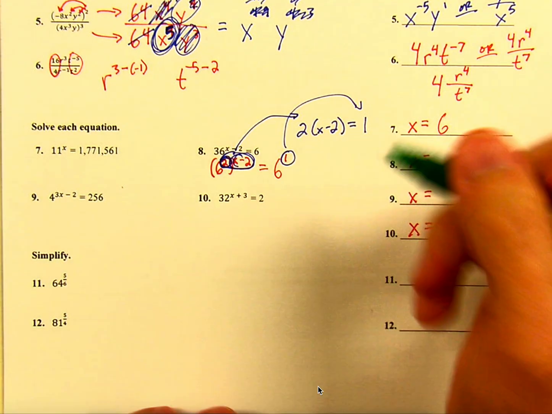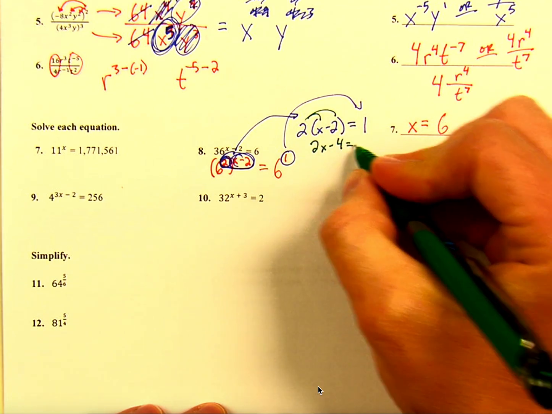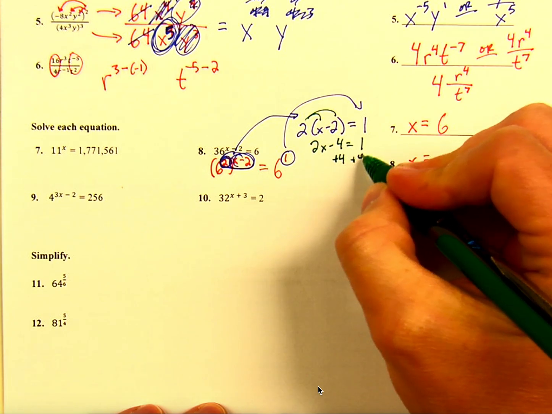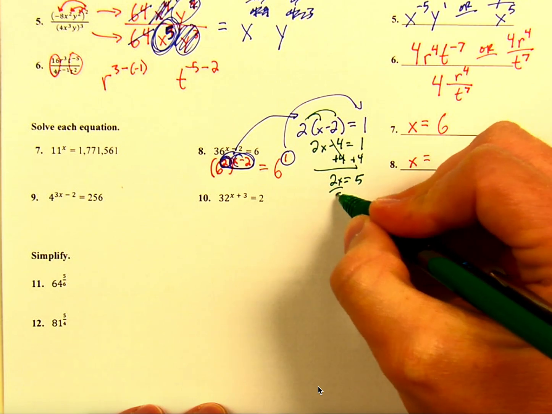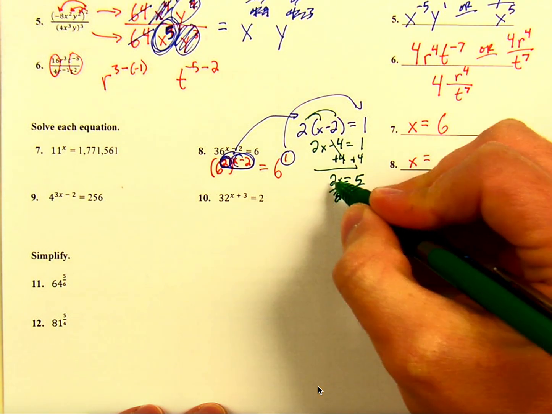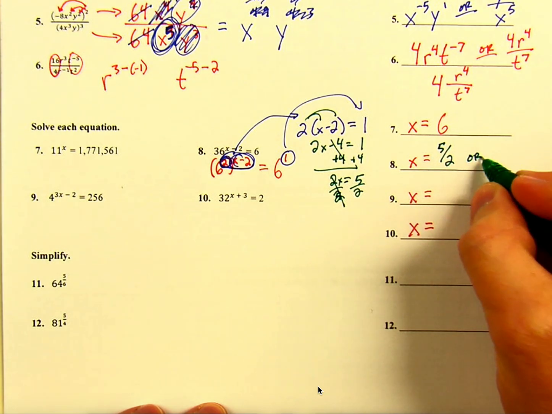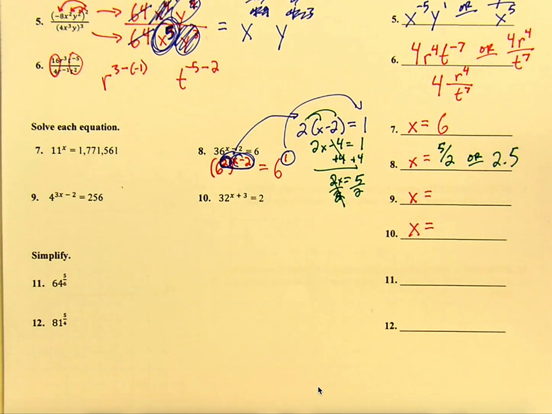So you can distribute: 2x minus 4 equals 1. Add 4 to both sides. Oh, I'm going to get 5 divided by 2. I could say my answer is 5/2, or I could call it 2.5, or however else you want to say that. Okay, no problem, easy enough.